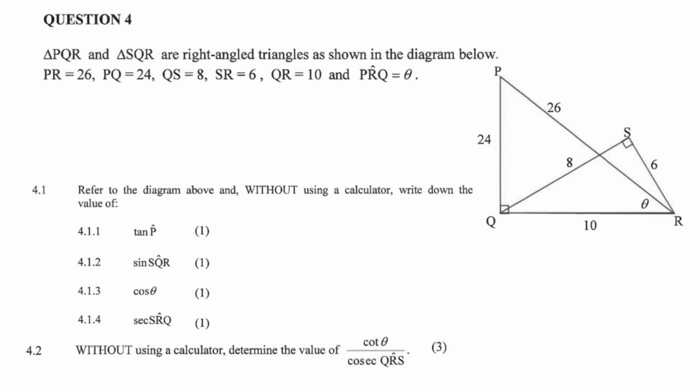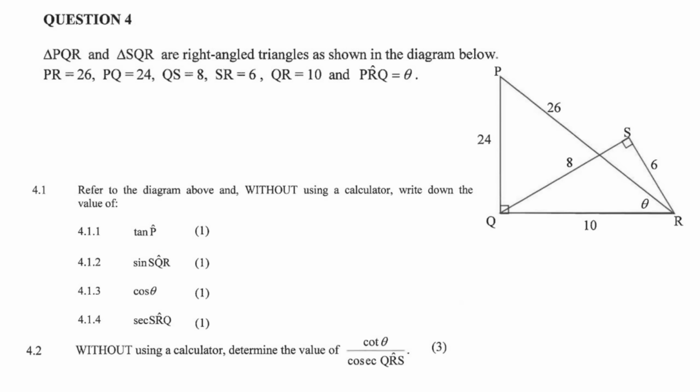Triangle PQR and triangle SQR are right-angled triangles as shown in the diagram below. Then they give us the length of PR, PQ, QS. So everything that they've told us here is already on the diagram. It says refer to the diagram and, without using a calculator, write down the value of tan P.